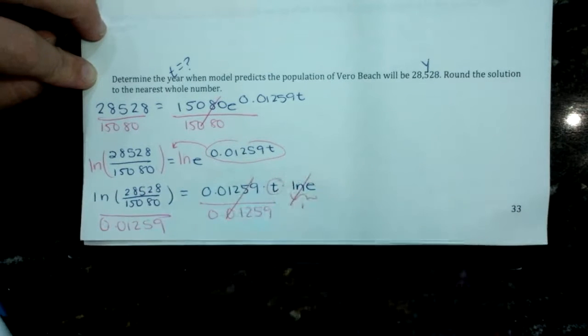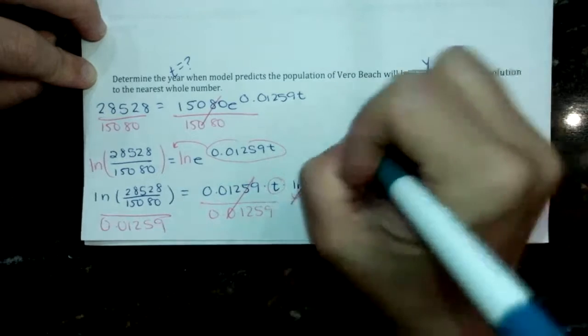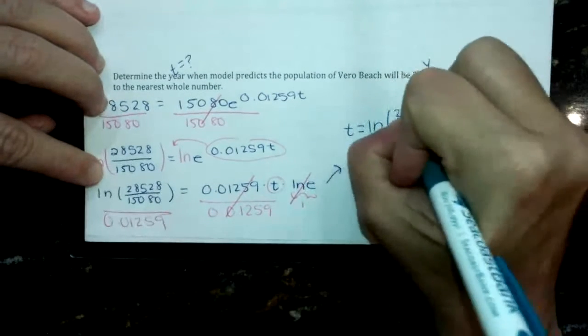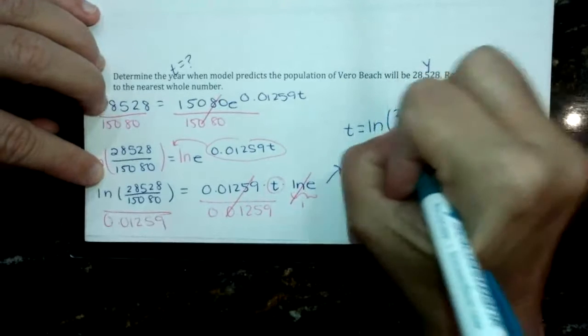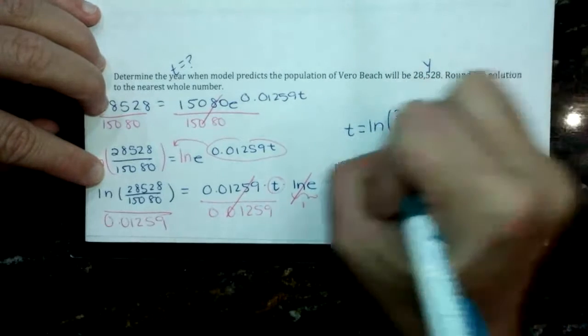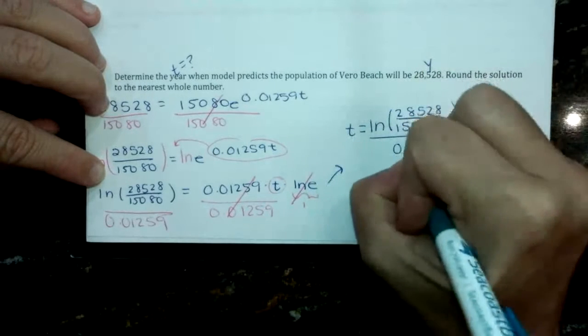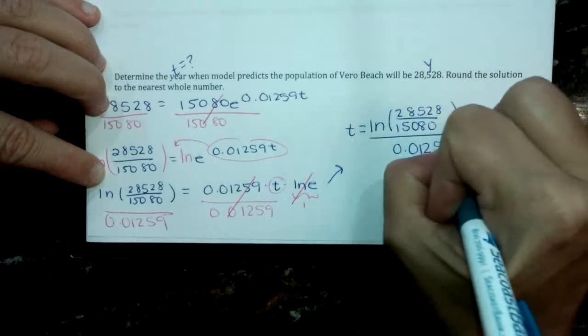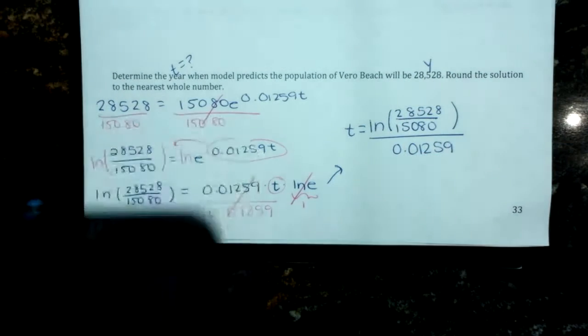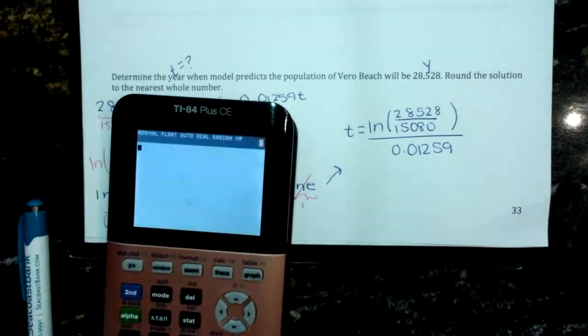And those cancel. So we got t by itself, so we know that t is equal to the natural log of 28,528 divided by 15080, all over 0.01259. So many numbers. Let's plug this into our calculator, round to the nearest whole number.